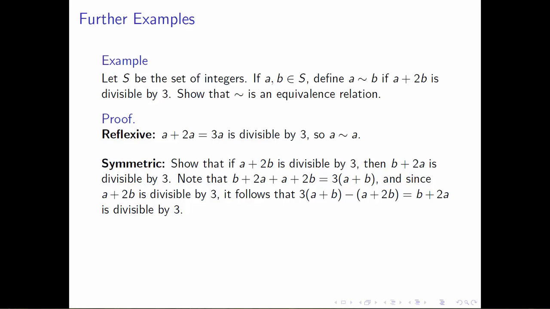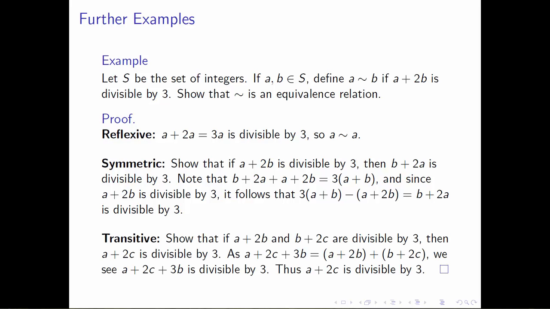A very similar argument is true for the transitive property, so let's take a look at it. What I need to do to show transitivity of this relation is I need to show that if I assume now 2 things, I assume that a plus 2b and b plus 2c are divisible by 3. That's what I get to assume. Then what I need to prove is that a plus 2c is divisible by 3. So I'm going to use the same logic as I did with the symmetry property. I'm going to find 2 different multiples of 3, and I'm going to show that a plus 2c is the difference of 2 multiples of 3.